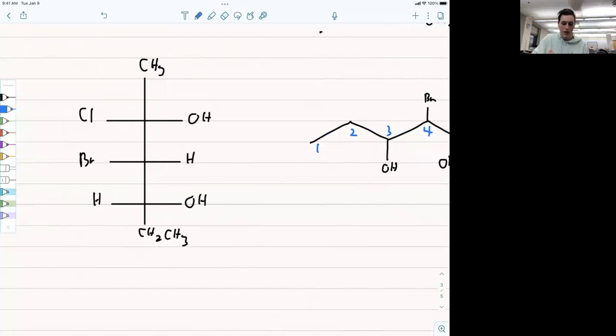So what I can do here is start finding my priority. Chlorine is higher priority than oxygen, so you're number 1 here. And then my oxygen's number 2. And then I'm comparing this carbon versus this carbon, but this carbon's attached to a bromine. So this carbon is going to be my 3rd priority. And then my 4th priority will be this CH3.